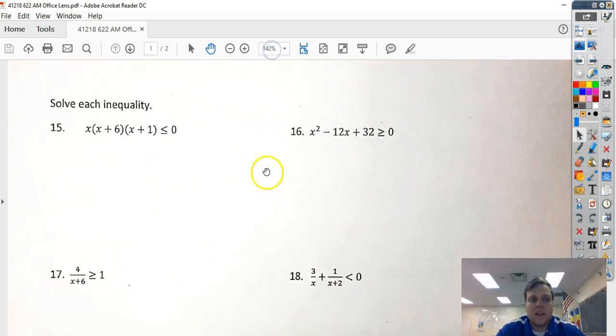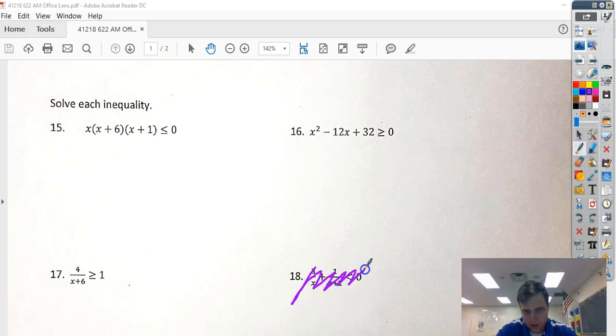Let's try 15. Solve each inequality. This is what we've been doing. This is just where we need to list our zeros. Oh, no. First off, let me tell you. Do not worry about problem 18. We don't do that one. Okay? So, this is just where we need to list our zeros and our vertical asymptotes, make our number lines, and we're ready to rock and roll.